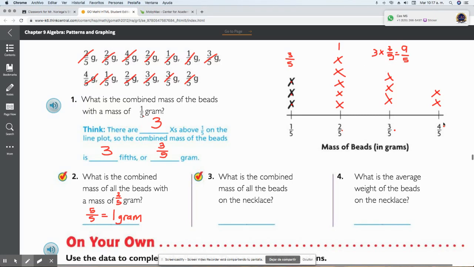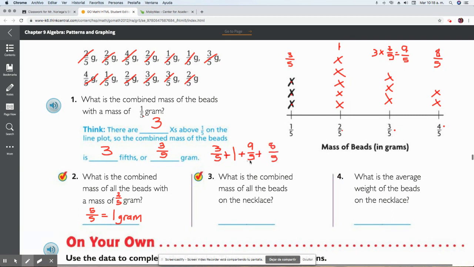For the last one, 4/5 plus 4/5 equals 8/5. Okay, so we need to add 3/5 plus 1 plus 9/5 plus 8/5. Let's start by adding the fractions first.